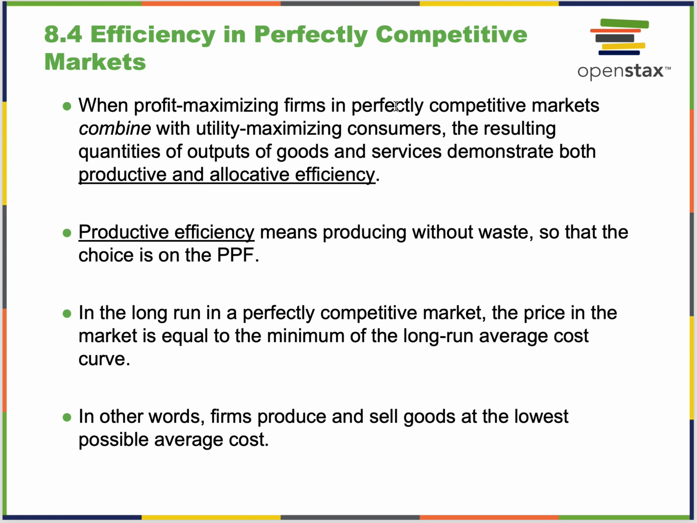So when profit maximizing firms in perfectly competitive markets combine with utility maximizing consumers, the resulting quantities of outputs of goods determine both productive and allocative efficiency. That means you're producing without waste so that the choice is on the production possibilities frontier. In the long run, in a perfectly competitive market, the price in the market is equal to the minimum long-run average cost curve. In other words, firms produce and sell goods at the lowest possible cost.